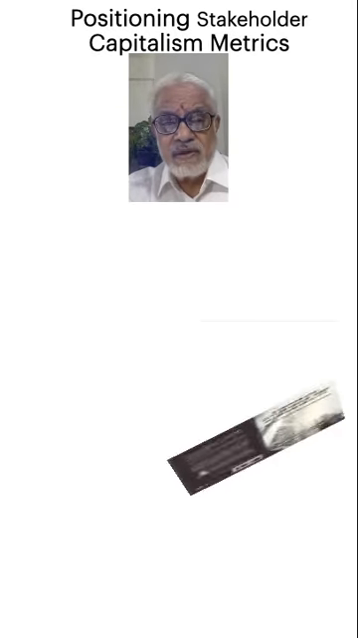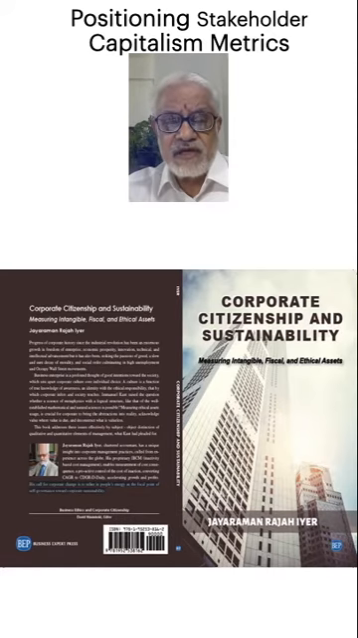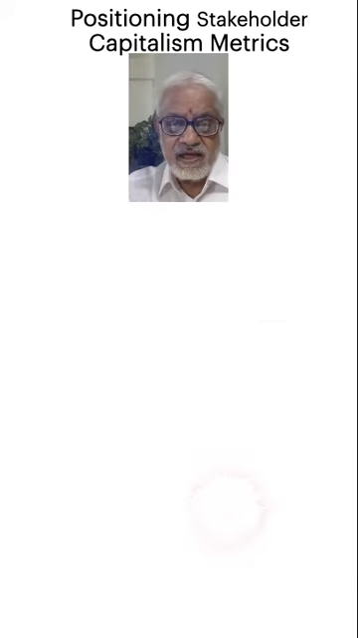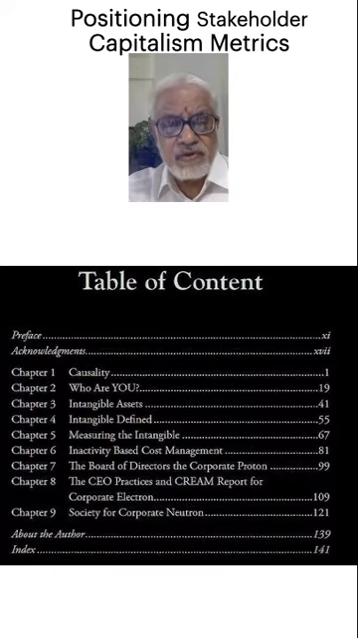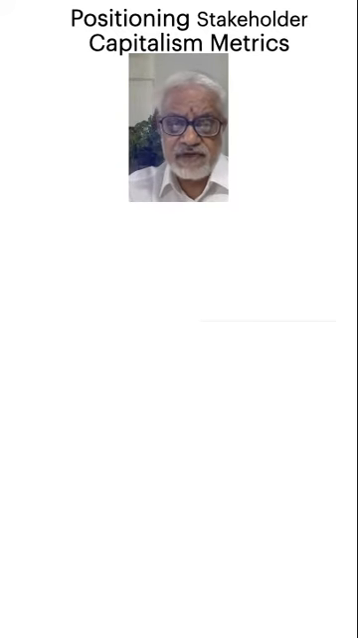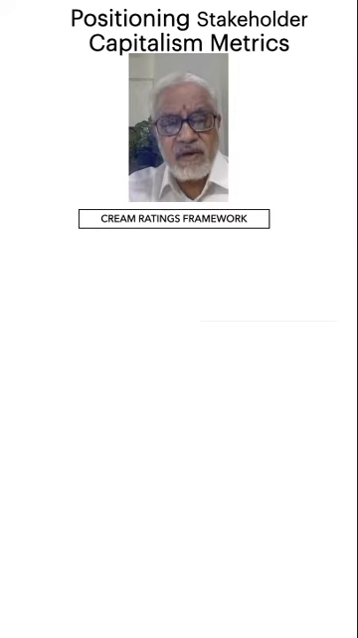Based on my book published recently, which is Corporate Citizenship and Sustainability, Measuring Intangible, Fiscal and Ethical Assets. This particular book gives a lot of information. One of the things I want to do right now with regard to SCM is to position stakeholder capitalism metrics in a framework designed especially for this book, called CREAM, a rating framework. CREAM stands for corporate governance, risk management, earnings, accounting quality, and management quality.